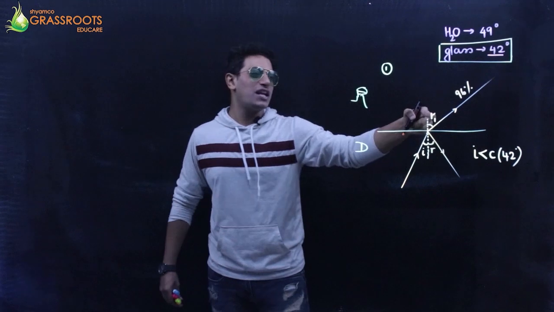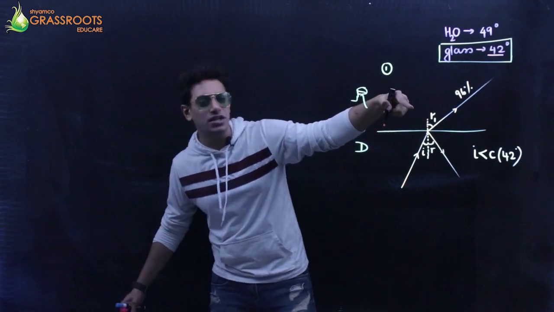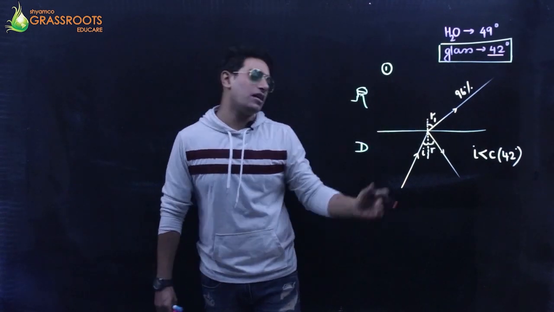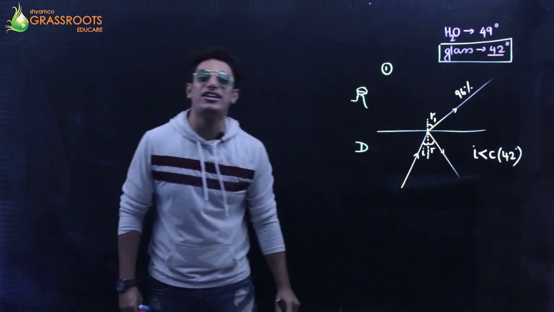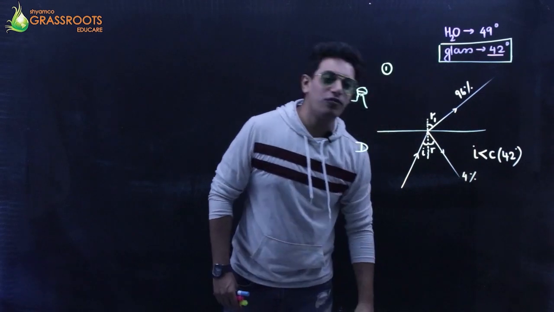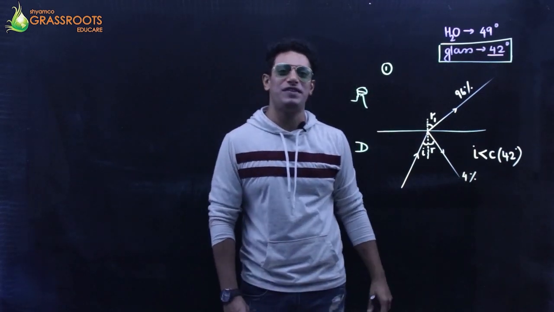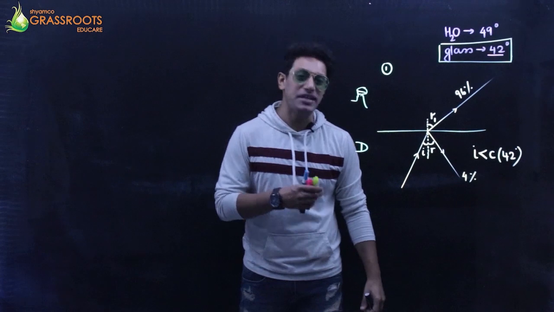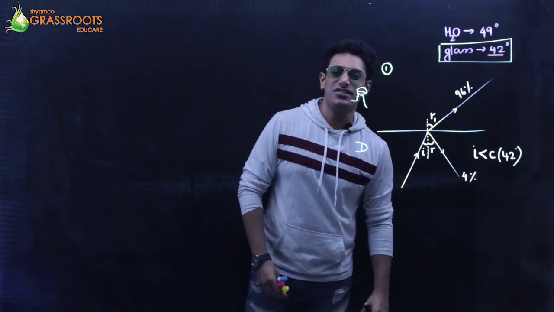So R1 stands for the angle of refraction. R stands for the angle of reflection. However, a very small proportion of light is reflected, and the majority is refracted and enters into the other medium. Alright, that's case number 1.